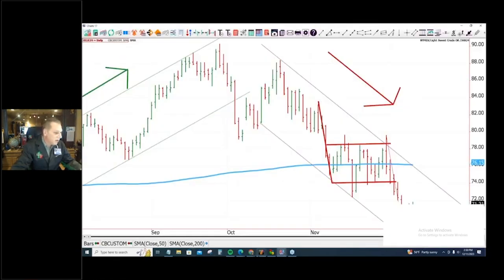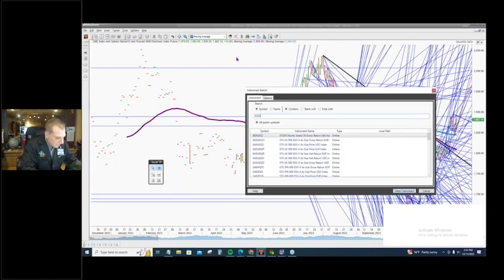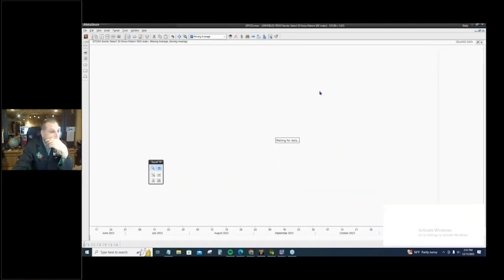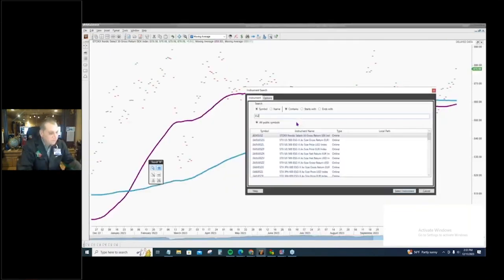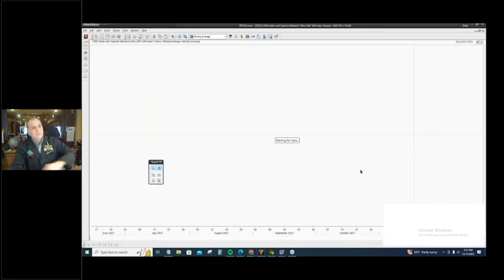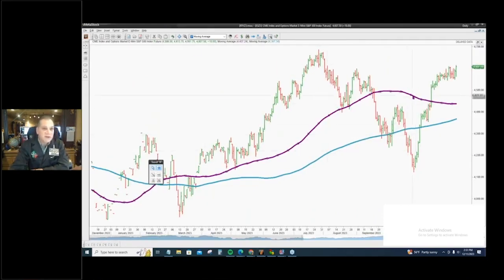Let me pull up a fresh chart with nothing on it. Anything at all. You know what? I'll just pull up the S&P. So you've got, let's get rid of any averages that are on here.